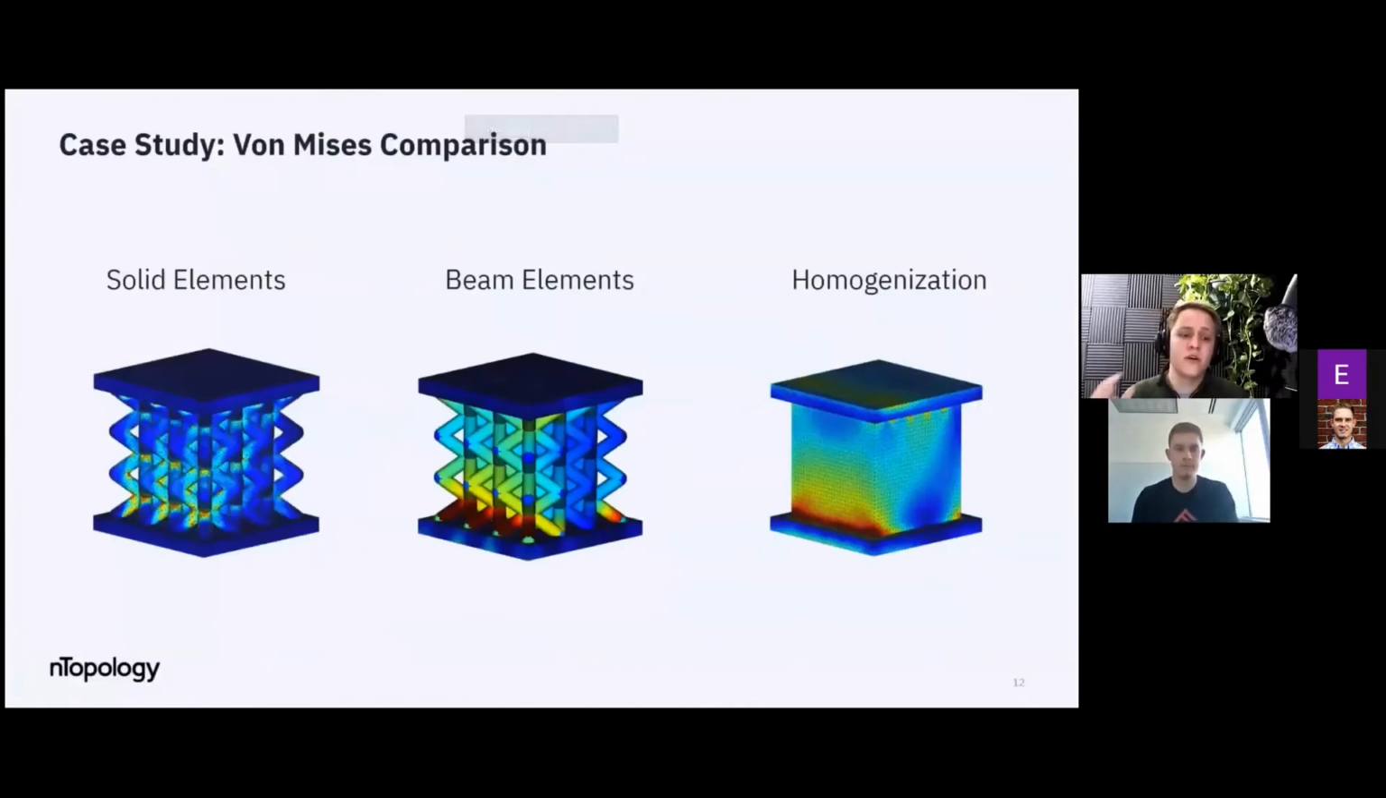In nTopology, there are 3 ways we can run FEA on something like a lattice structure. The first being those completely solid tetrahedral elements, which is pretty standard. The second being beam-based elements, and the third being homogenization. Now, homogenization isn't going to work for us at the end of the day because we're going to be varying our lattice structure properties, so we can't really properly homogenize it. So we chose the beam-based elements.